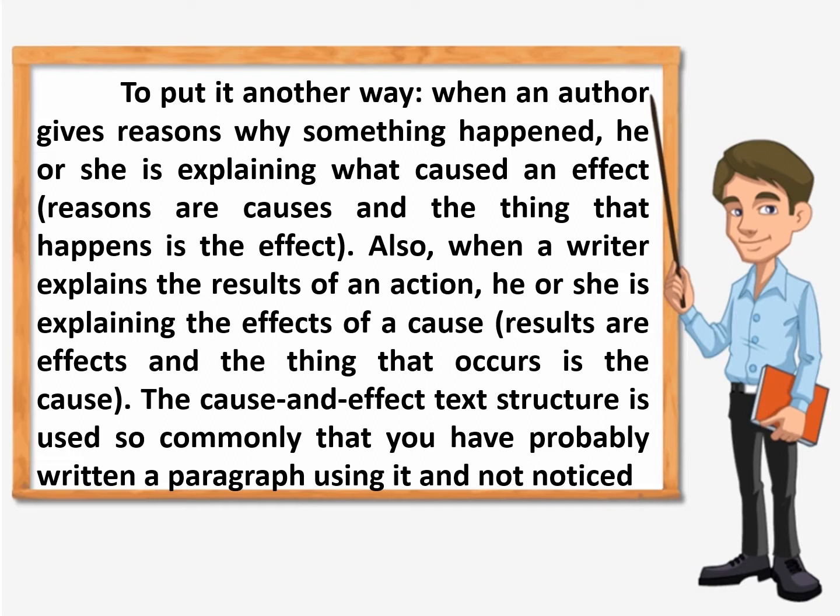To put it another way, when an author gives reasons why something happened, he or she is explaining cause and effect. Reasons are causes, and the thing that happens is the effect. Also, when a writer explains the results of an action, he or she is explaining the effects of a cause. Results are effects, and the thing that occurs is the cause. The cause and effect text structure is used so commonly that you have probably written a paragraph using it and not noticed.